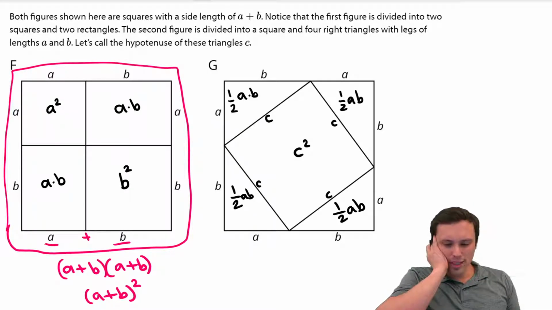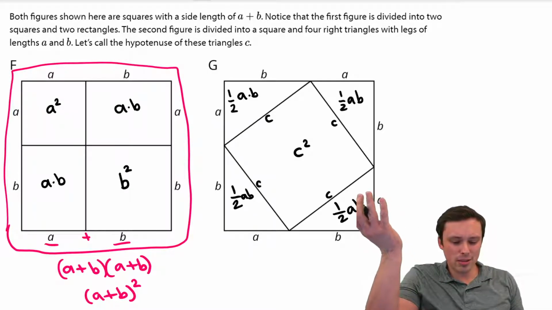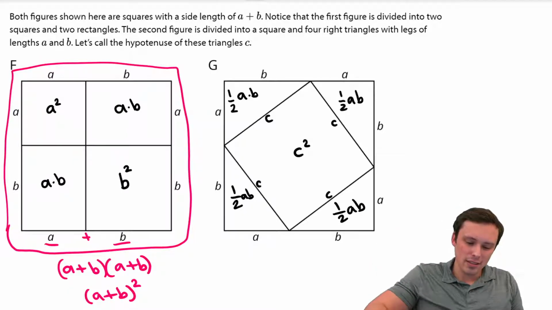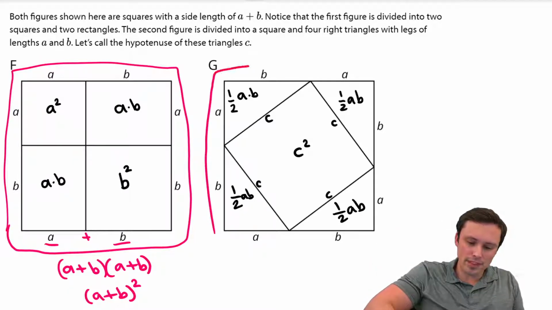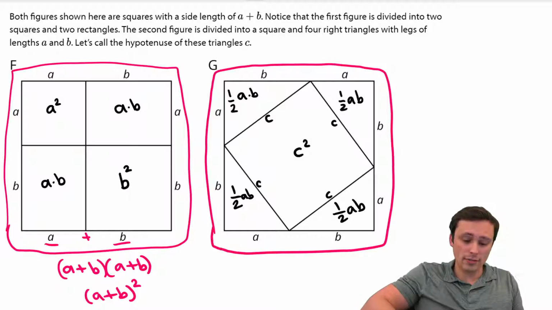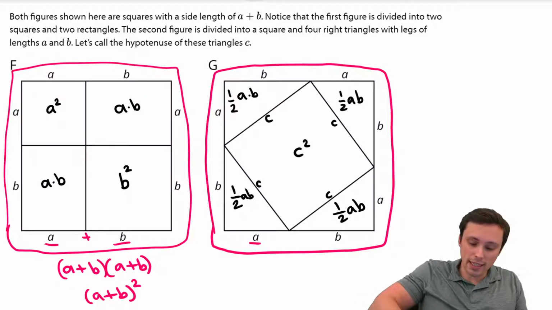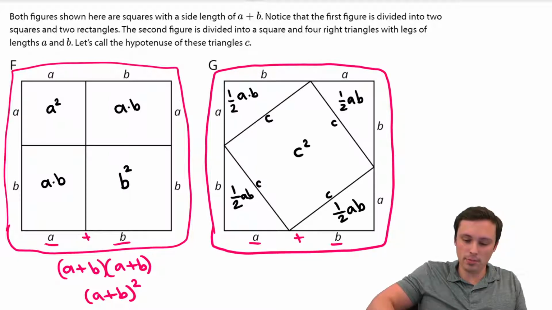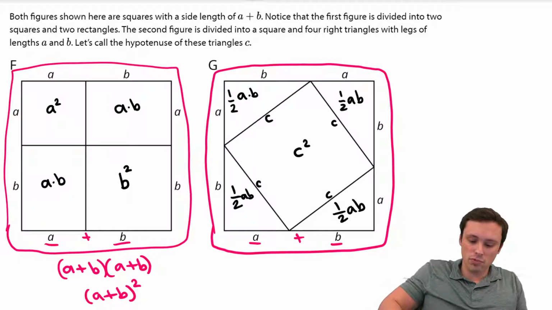Now, what can we do with this? What else do you notice? Well, what's the area of this large shape? Is it the same as the area of rectangle F? It has the same side lengths, doesn't it? A plus b. So this one would also be a plus b squared.